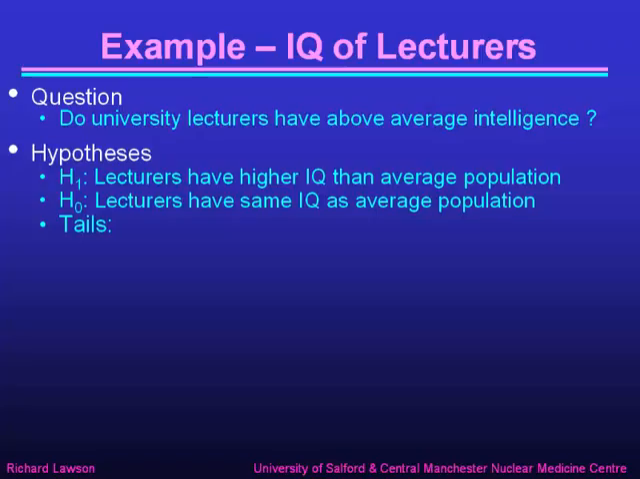So is this going to be a one-tailed or a two-tailed test? It has to be a one-tailed test, because we're only postulating that lecturers have a higher IQ than average, not that they have a different IQ which could be lower or higher. We're only interested if lecturers are of a higher than average IQ.